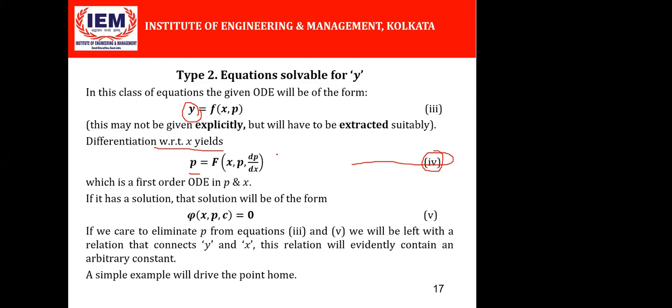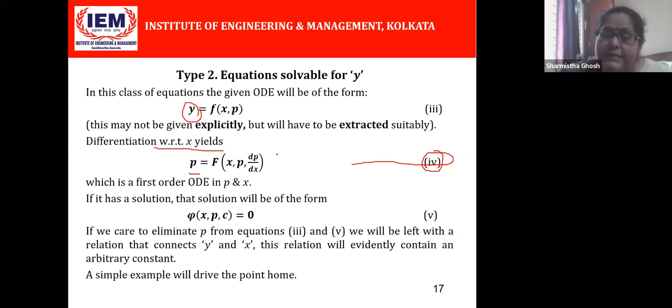Ma'am, just one thing: p itself is dy/dx, so if we consider dp/dx, then it can be d2y/dx2. Yes, it is. But at the moment, we are not thinking of that. We are thinking of p as just a variable. At this moment, we have to forget that p is dy/dx. P is just a variable for us.